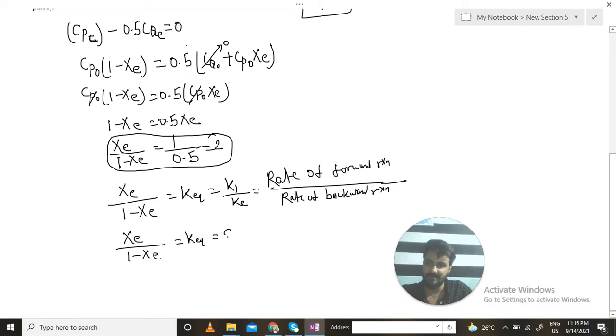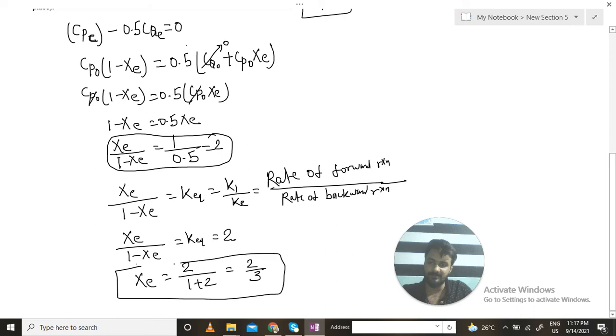Okay, so now here you can write Xe upon 1 minus Xe is equal to K equilibrium, so that is equal to 2. So here if you want to calculate Xe, so Xe will be equal to 2 upon 1 plus 2. This is just simple mathematics that you can do. So here you have calculated Xe, that is the equilibrium conversion.